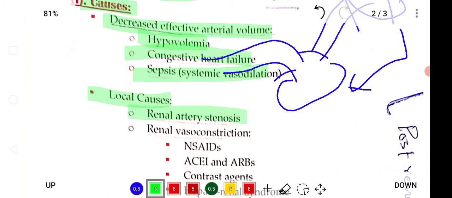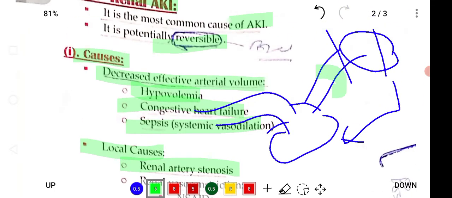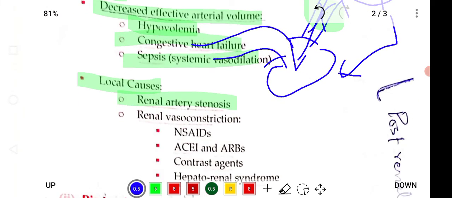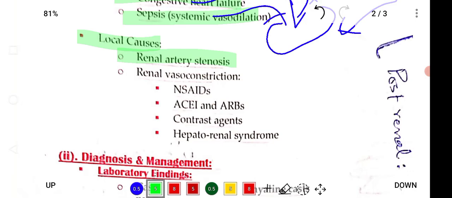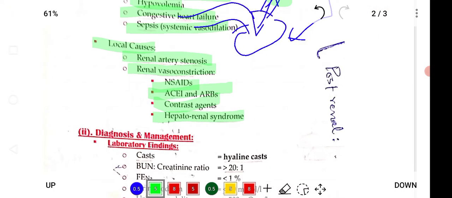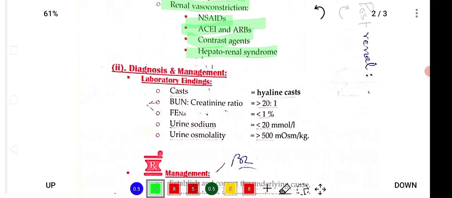Local causes are renal artery stenosis. When this artery is stenosed, meaning narrowed or blocked, it results in impaired blood supply to the kidney and pre-renal kidney injury. Renal vasoconstriction can also occur because of certain medications like NSAIDs, ACE inhibitors, ARBs, and contrast agents. Hepatorenal syndrome can also cause pre-renal kidney injury.